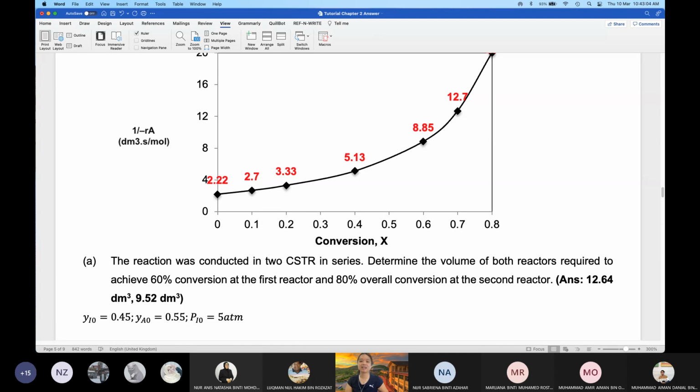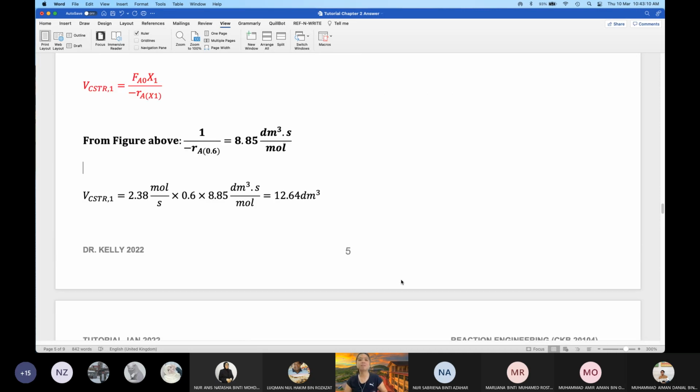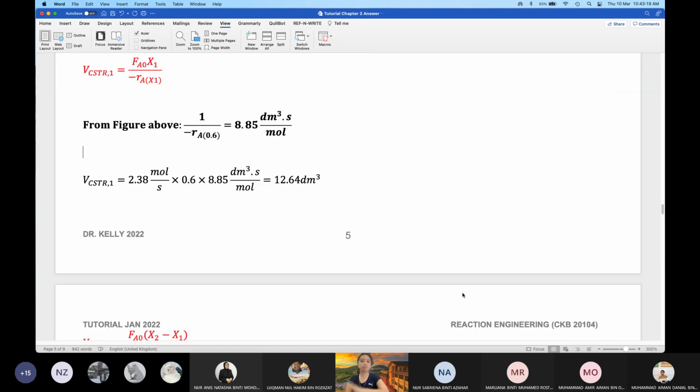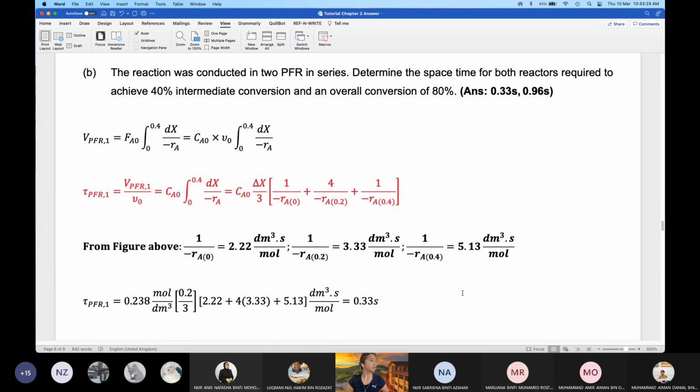Understood. Take note. You must really take note. That's why I emphasize it a few times. Don't forget the difference between looking at the plot and taking from the table. Taking from the table, you must divide. Taking from the plot, multiply directly. Okay? Right. So then I go to the next part of the question.